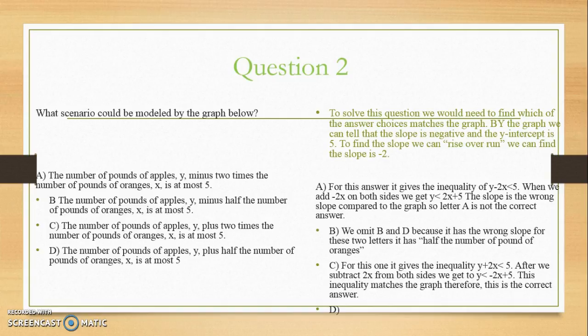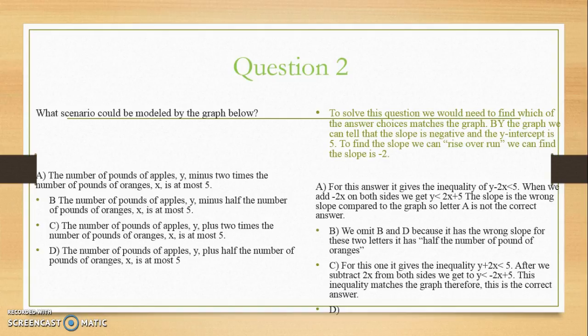Question 2. Which scenario could be modeled by the graph below? To solve this question, we need to find which of the answer choices matches the graph. By the graph, we can tell the slope is negative and the y-intercept is 5. To find the slope, we can use rise over run. We can find the slope is -2. So the answer will be C.